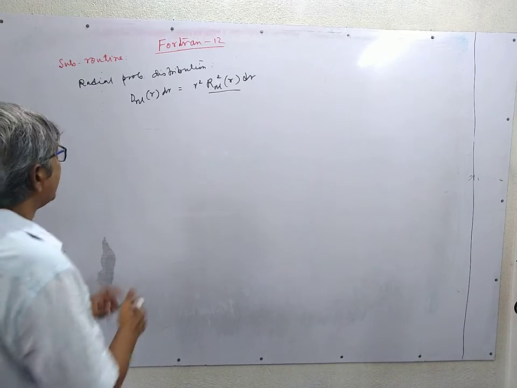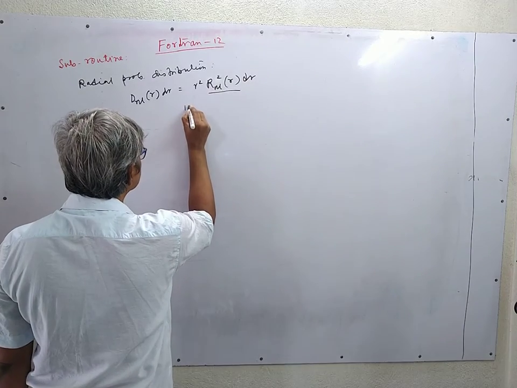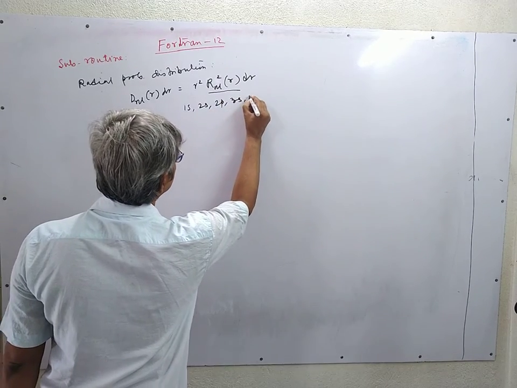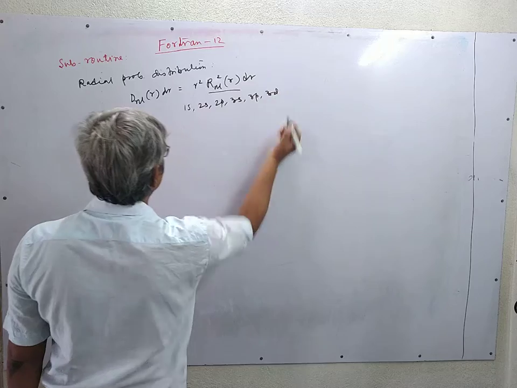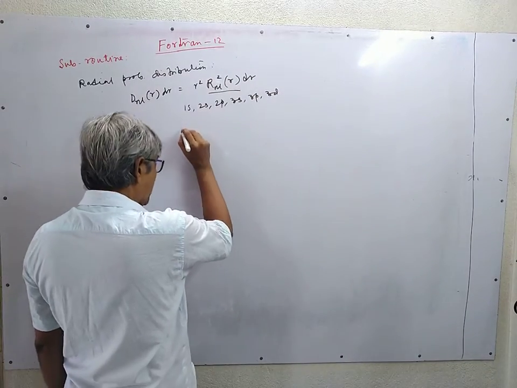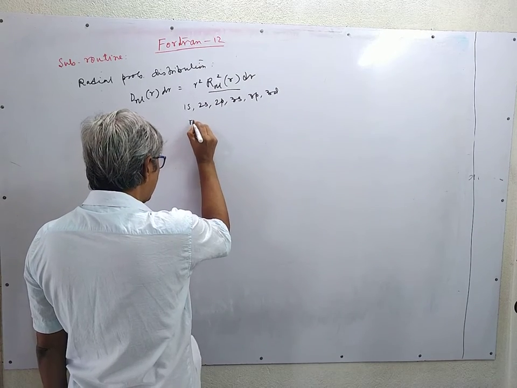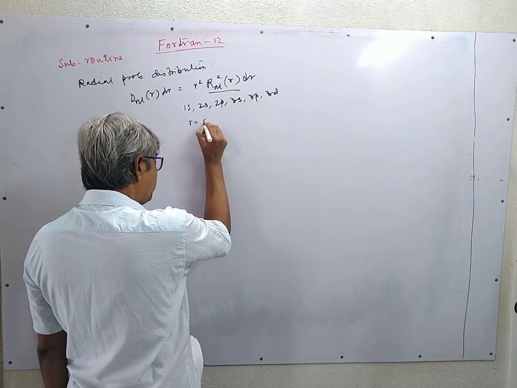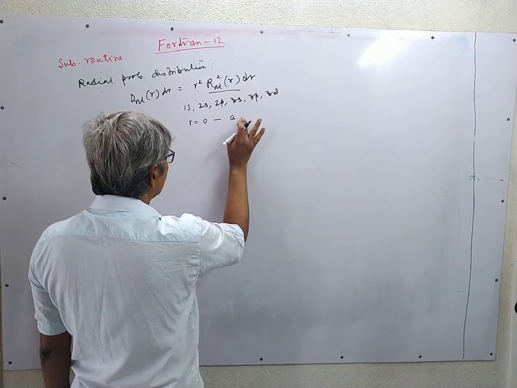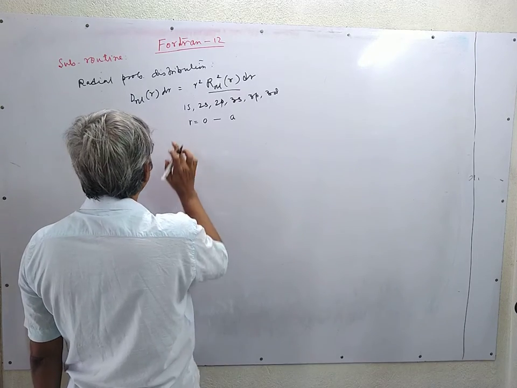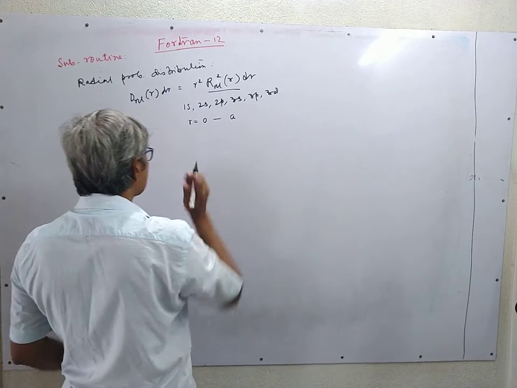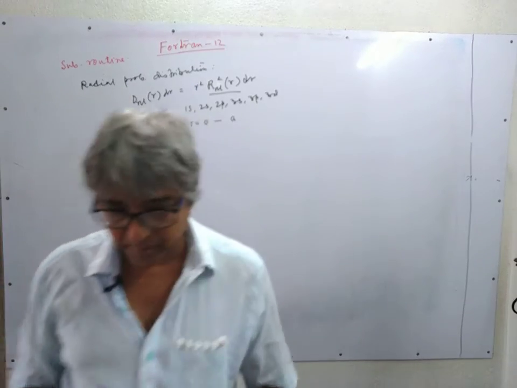We want to find out this D_nl for the lowest 6 states, that is 1s, 2s, 2p, 3s, 3p and 3d. So the plan is to have values of r from 0 to some particular value a, and to have the D_nl for each of these 6 states. So this is the plan of the program.